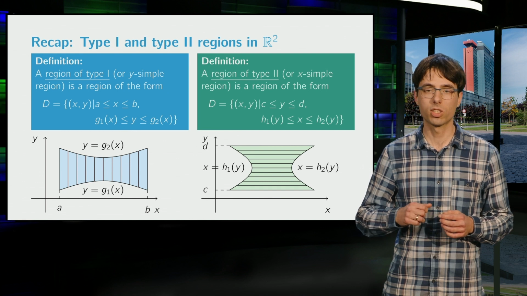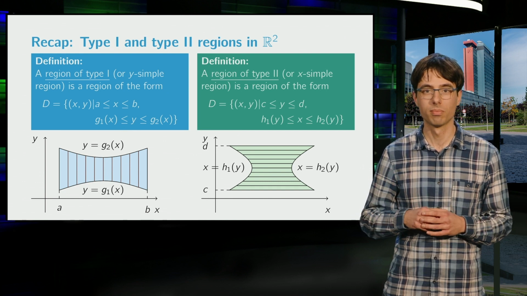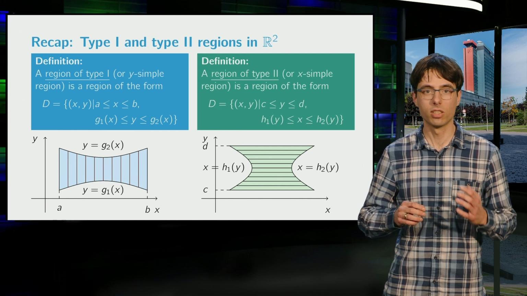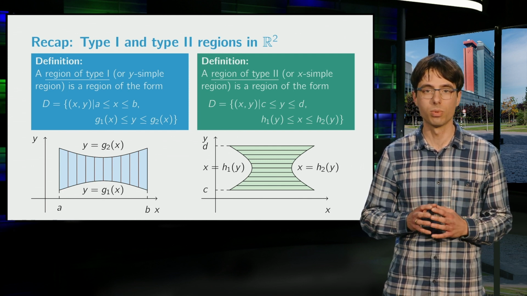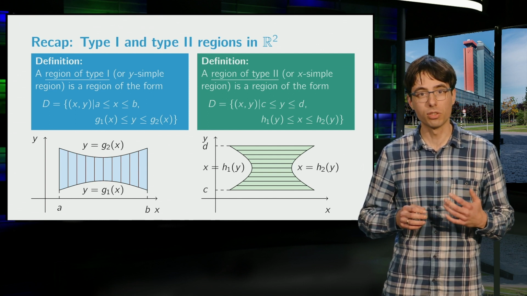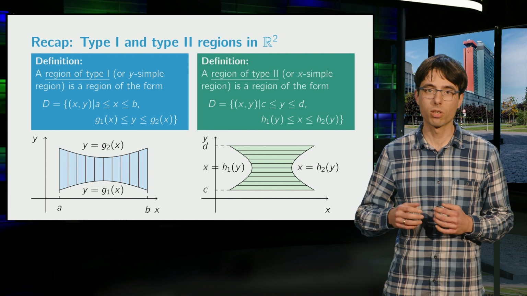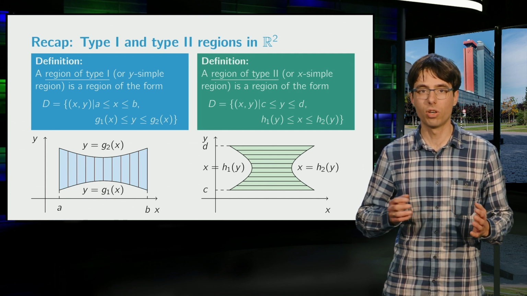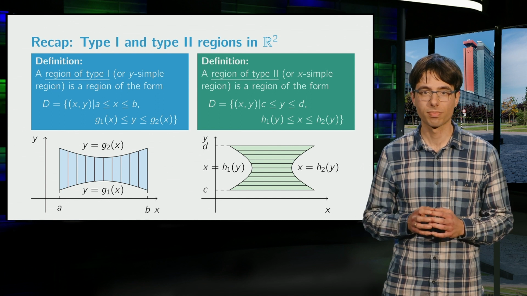We call these regions type 1, type 2 and type 3. This terminology is not standard and you might encounter a different terminology in your calculus book. These are, of course, the same names as we used for double integrals, but from the context it will always be clear whether we are considering regions in 2 or 3 dimensions.